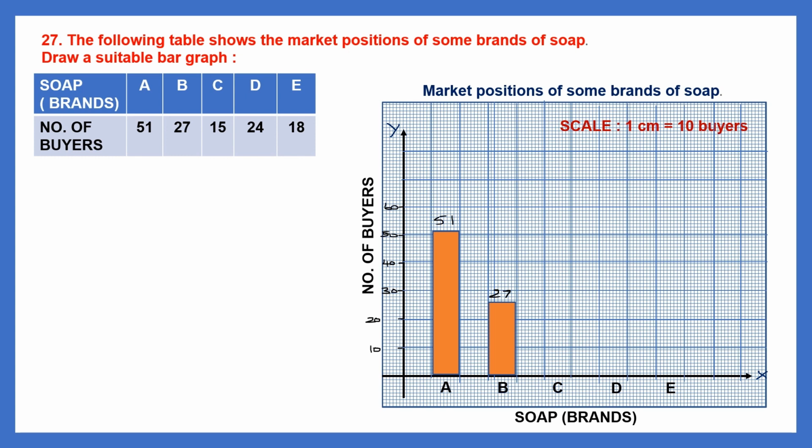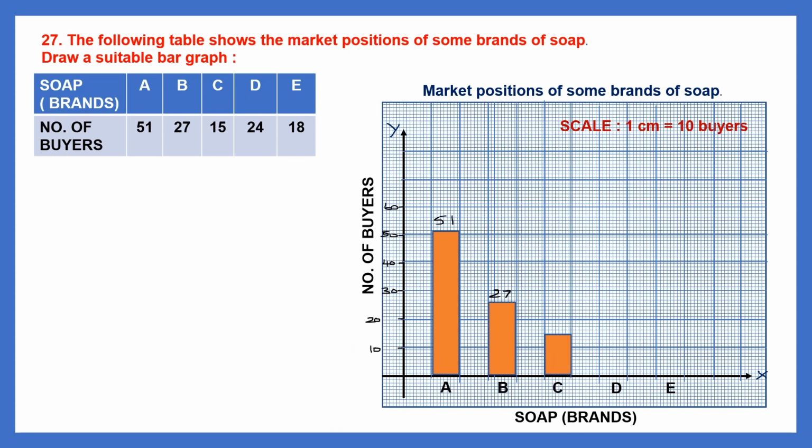Next one, brand C has 15 buyers. So C is here. Look for 15. We have 10 here. So 15 will come between 10 and 20. It will come in between 10 and 20. So draw your bar also there.